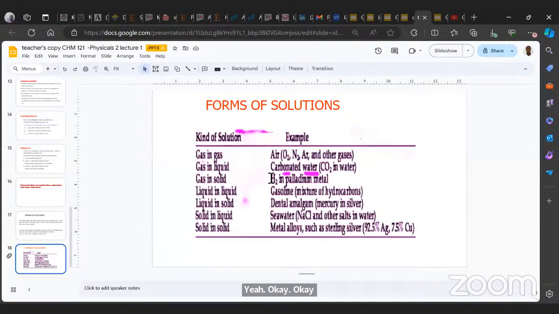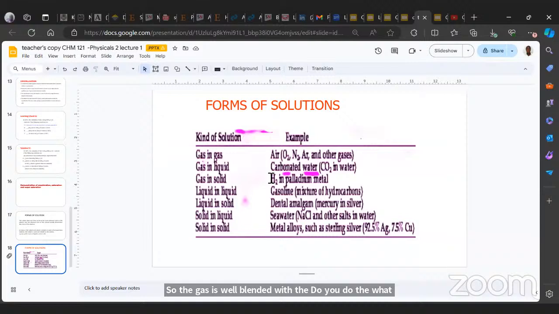So we want to look at different forms of solution. We have gas in gas. I've already told you: air. In air, the solvent is nitrogen, and the solutes are oxygen, argon, and many other trace gases, including CO2. We have gas in liquid. Examples are carbonated drinks: Coca-Cola, Fanta, Pepsi, Lacasera. When you look at it, you don't see the gas in it, except if you shake it. So the gas is well blended with the water.